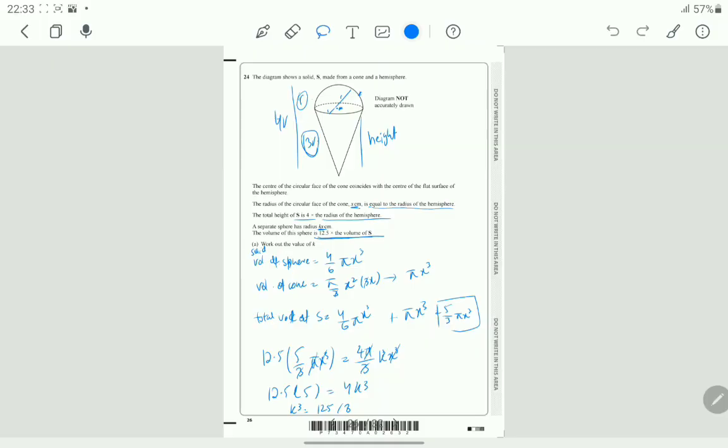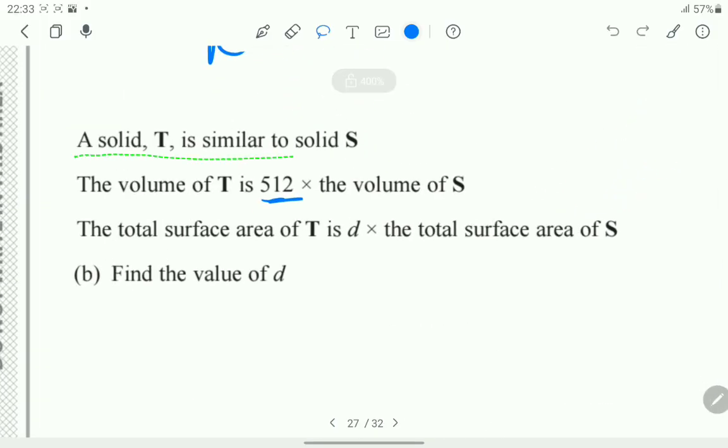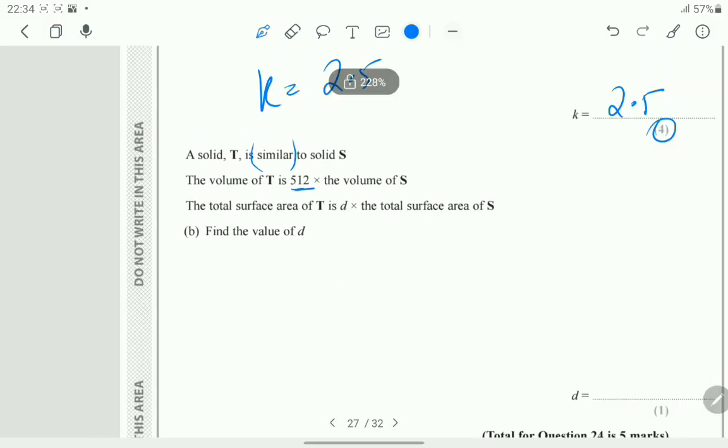So sorry, the second part tells us a solid T is similar to solid S. The volume of T is 512 times the volume of S. The total surface area of T is D times the total surface area of S. So note that this is a similar solid.